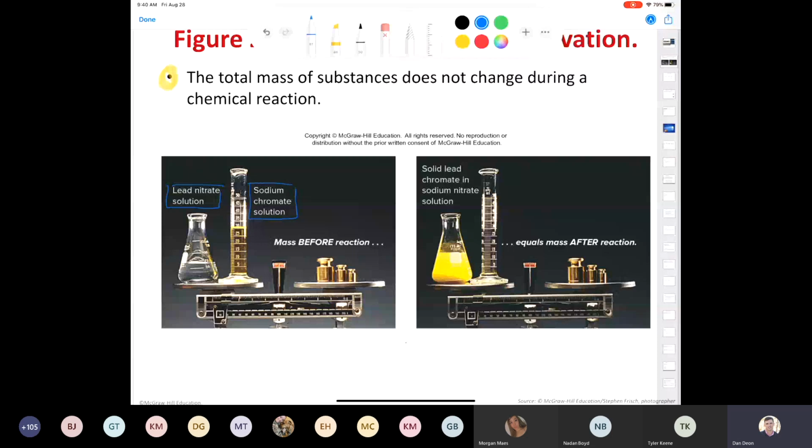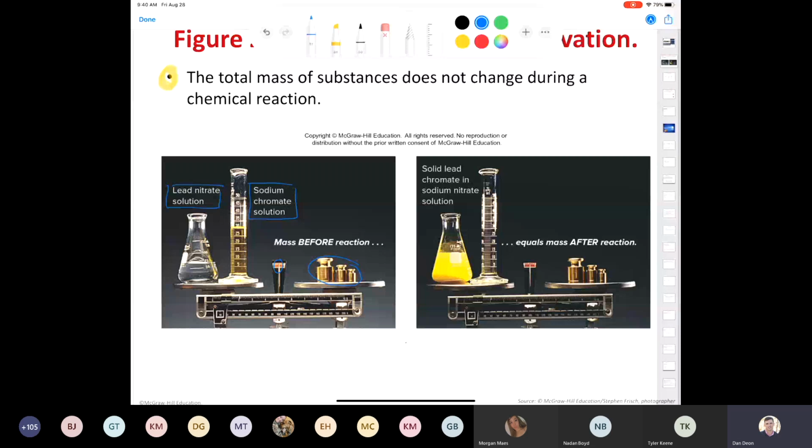But you can see that those 2 solutions have a certain mass, right? They have them balanced out with these weights right here. Everything is equal. You can see that the balance is right in the middle. And they take all of the sodium chromate solution and pour it into the lead nitrate solution, and they actually end up forming 2 new compounds. They form sodium nitrate, which is soluble in water, and that's what the lead nitrate solution is in. And they also form another compound called lead chromate, and lead chromate is what makes that yellow precipitate that's in there. But anyhow, I digress.